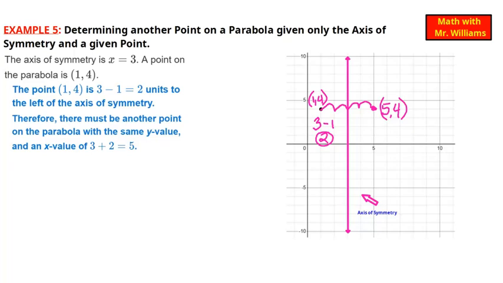And the math at this point would be, since I was at 3, instead of subtracting 2 to get back to that 1, I would just add 2 to go this direction, and I would end up with 5 for my new x value. So there is another point on the parabola at (5, 4).